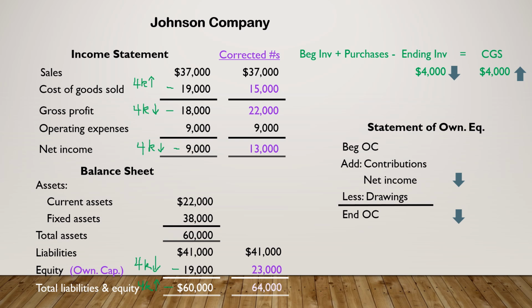Ending inventory is reported in the assets section of the balance sheet, specifically under current assets. That $22,000 amount understates the correct amount by $4,000. So the correct number should be $26,000. Fixed assets will still be $38,000, but total assets should be $64,000.